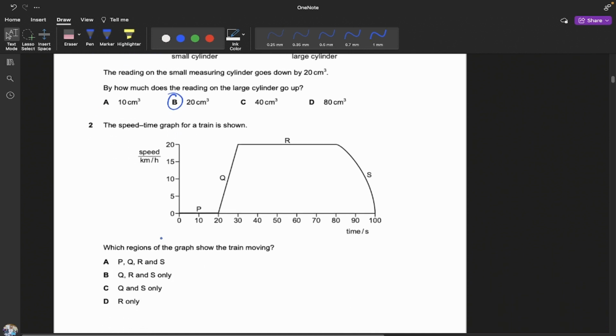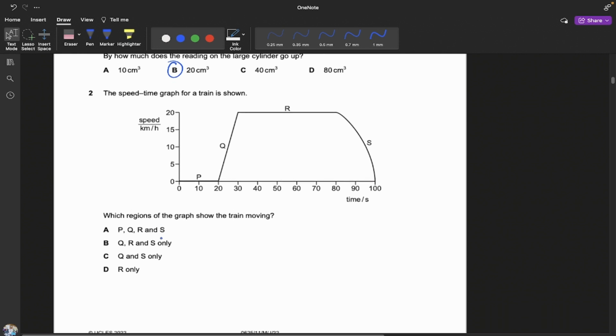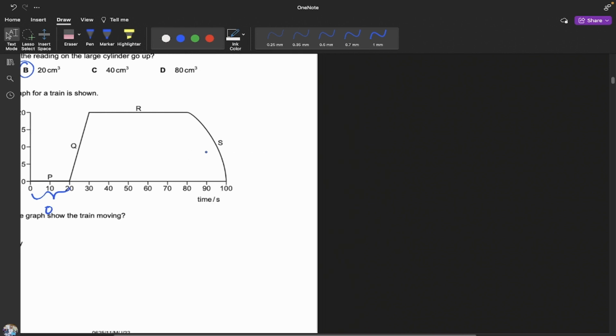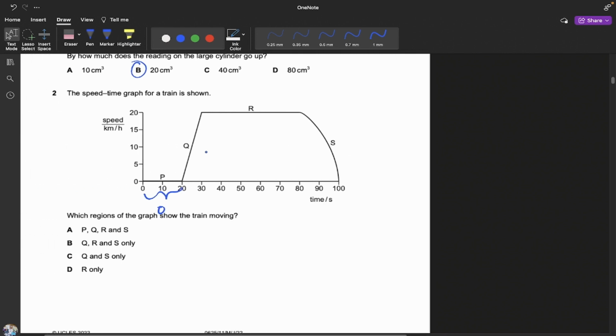Next one, question number 2. The speed time graph of a train is shown. Which region of the graph shows the train moving? Here you can see from 1 to 20, speed is 0. You don't have to think using the equation, you can think logically. When the speed is 0, it is stationary.